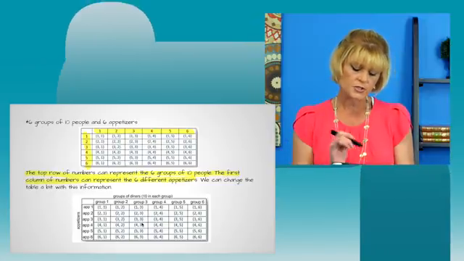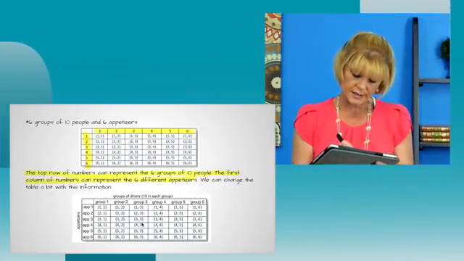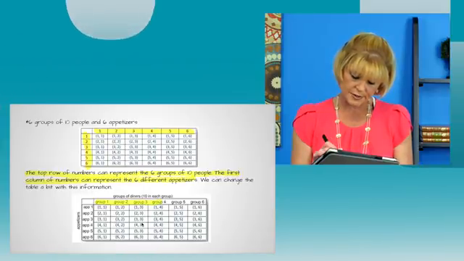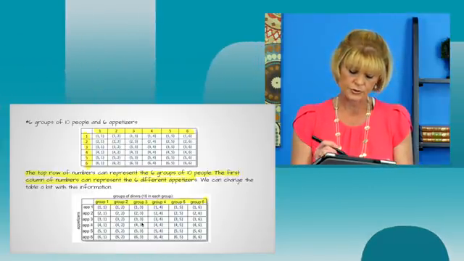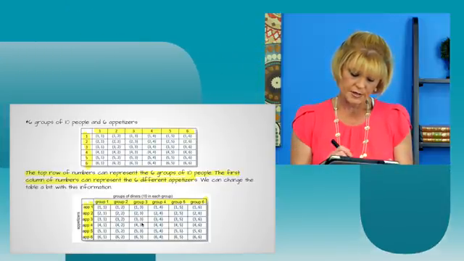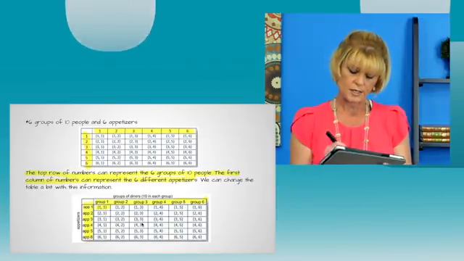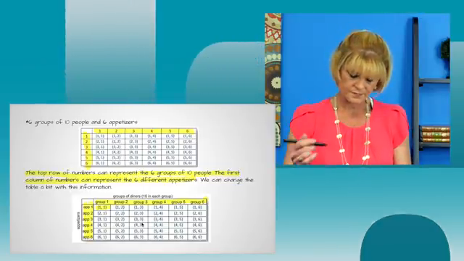And then we can change the table just a little bit with this information. Up here, I've labeled everything. These are the groups of diners. Remember, there's 10 in each group. And these are all the appetizers, 1 through 6. And you can see the outcomes. Group 1, appetizer 1 would be 1 and 1, and so on and so forth.